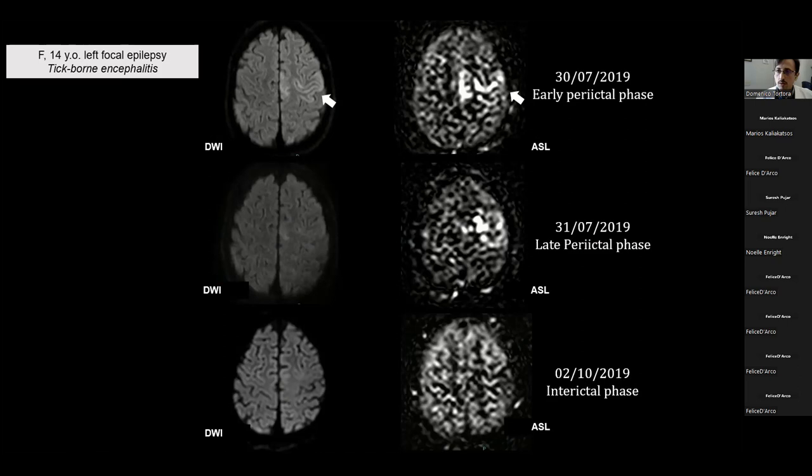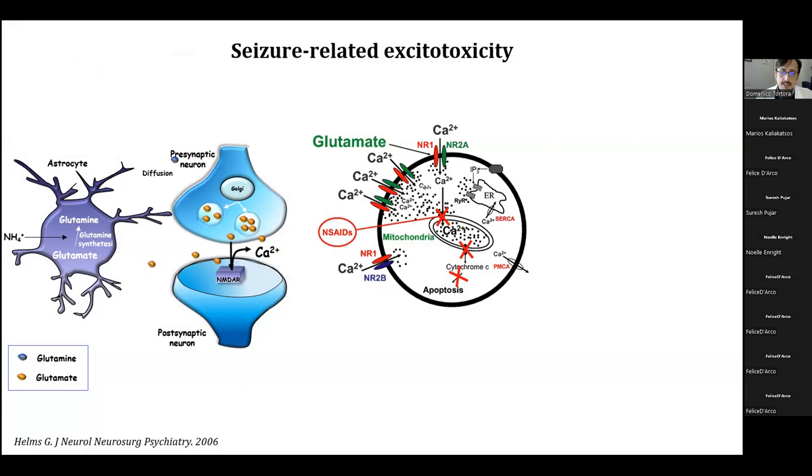Another important process that has been hypothesized to be involved in the abnormalities that we observe after a seizure is excitotoxicity. Excitotoxicity is a process related to the accumulation of glutamate in the extracellular space. And we know that this neurotransmitter is able to activate and open the ion channels on the membrane of the cells of the brain, leading to a calcium inflow into these cells. And this process, of course, leads to a sort of osmotic effect, determining the swelling of these cells.